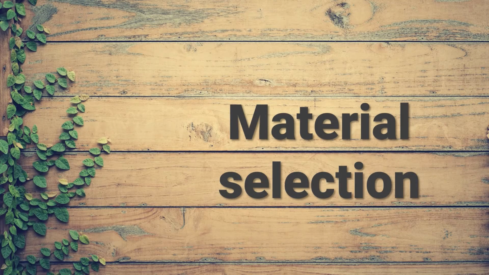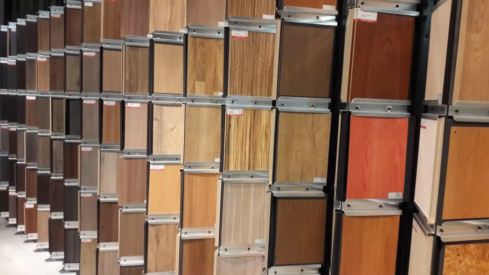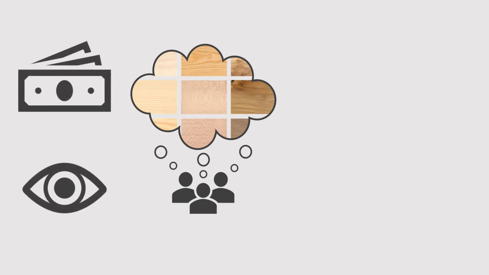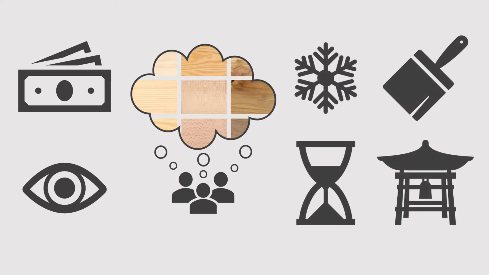So, let's look at material selection first. Choosing the right material is not an easy task, as there are over 60,000 wood species in the world. Project materials are usually chosen based on initial investment and appearance, but other factors should also be considered, including climate, maintenance needs and costs, performance over time, and compatibility with local culture and aesthetics.